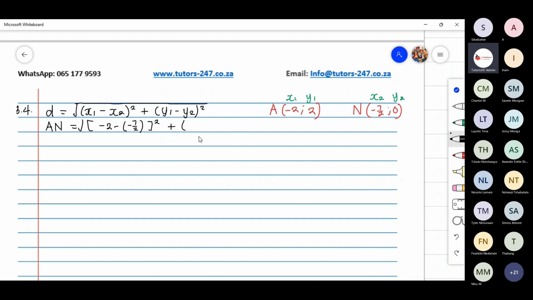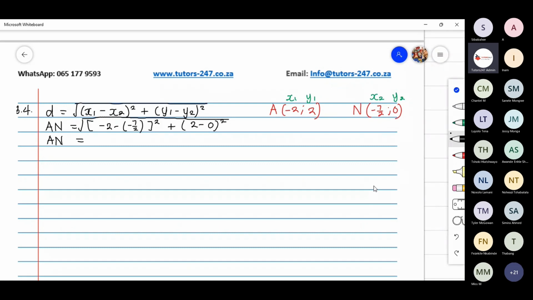Now, go to the y values. Y1 is given as 2 minus y2, which is given as 0. Then we can complete our root sign. Now, from there, AN is equal to the root of, instead of even putting the root, from this point, we can just put the entire right-hand side onto our calculator.